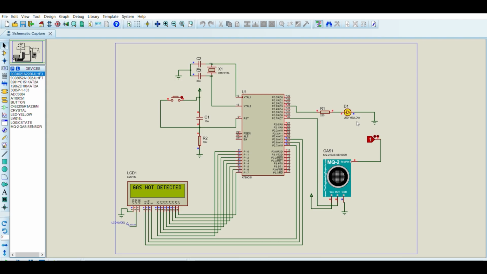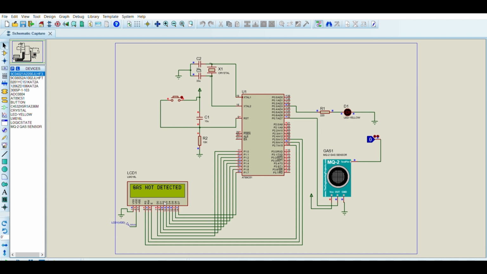If gas is detected, the microcontroller turns on the yellow LED connected to the 3rd pin of port 0 as an alert. The LED blinks 5 times for visibility. Simultaneously, the LCD displays the message gas detected. If no gas is detected, the LED remains off and the LCD displays gas not detected.